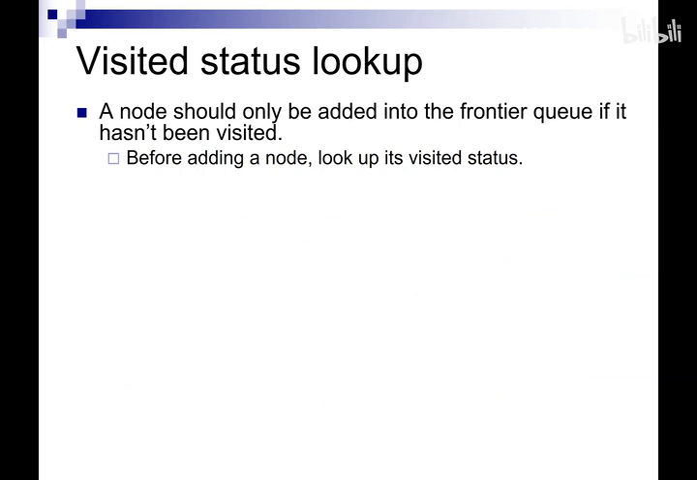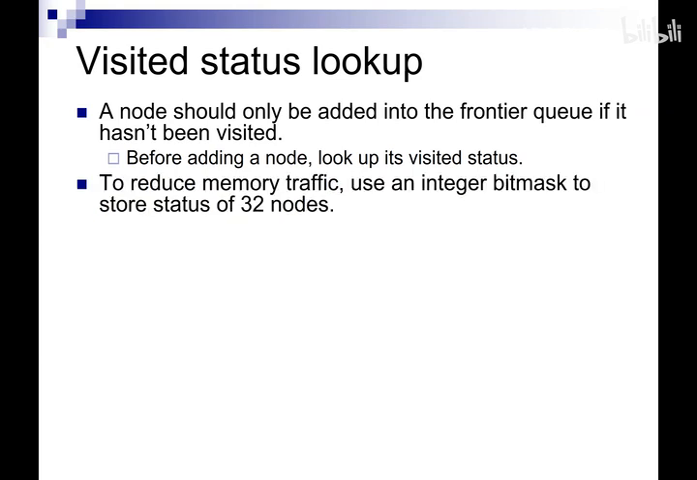Okay, so next we need to look at this: before you add a node into the queue, you should know whether it's been visited or not, right? For the next layer, right? Yeah, so you need to know whether it's been visited or not. So one way to do that is you can just have a flag for the node indicating whether it's been visited. However, if you have a flag for every node indicating its visitation status, then that's going to cause quite a bit of memory traffic to look up those flags.